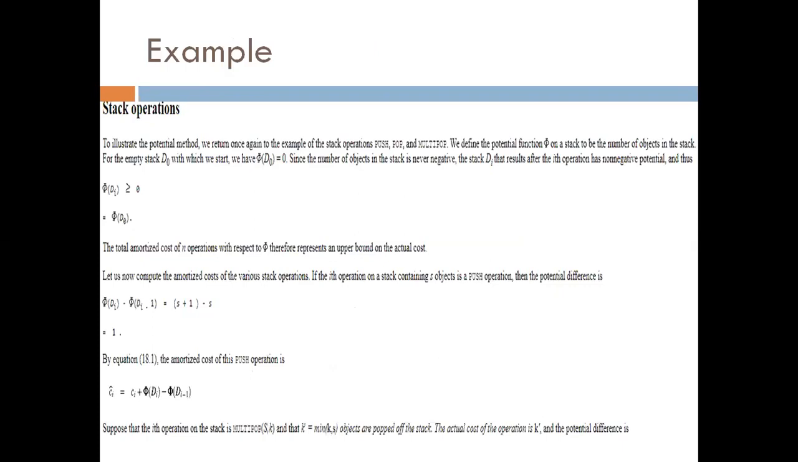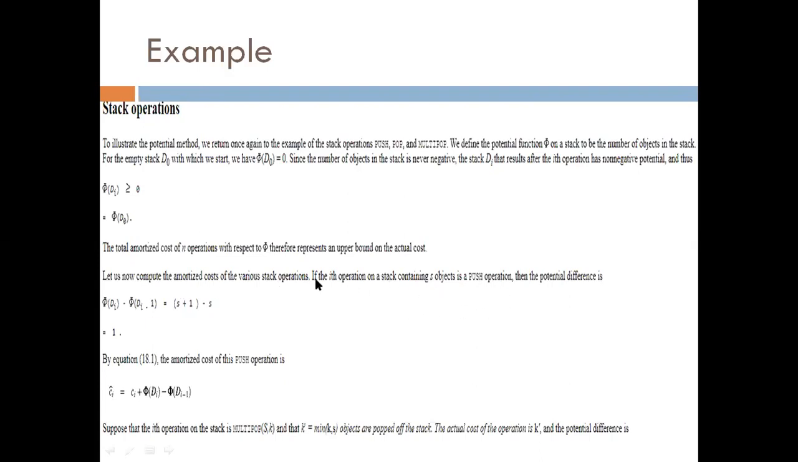For that, again we will see the stack example. In the first method, the aggregate analysis, we saw the cost for the push operation is 1, for pop is 1, and for multipop is the minimum of s, the size of the stack, or k. In the second method, the accounting method, we assigned amortized cost 2 for push, 0 for pop, and 0 for multipop. Now here we consider the push operation.